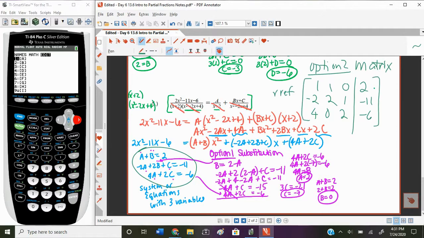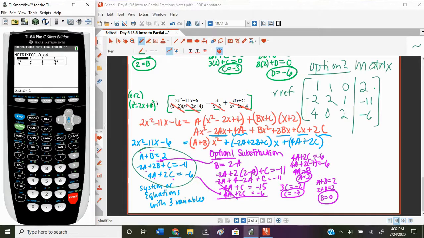That's my constant. So the command that you need to do is RREF, but you need to first input the matrix. So we're going to go to edit, and this is a 3-row by 4-column matrix. And we have our coefficients being 1, 1, 0, 2. And the second row is negative 2, 2, 1, and negative 11. And the third row is going to be 4, 0, 2, and negative 6.